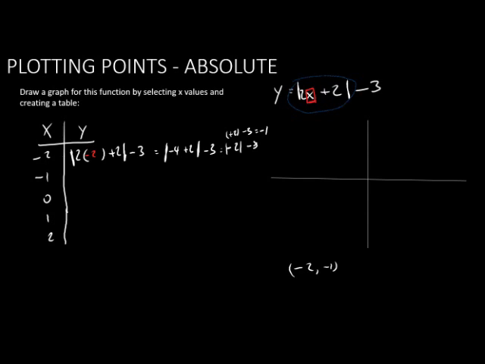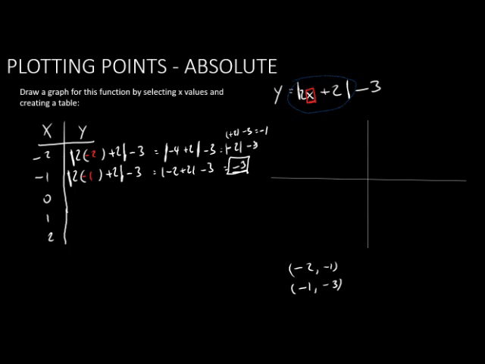Let's repeat this process for if x is -1 instead. I've made a new copy of our function. Now we'll take 2 times -1 will give us -2 plus 2 inside the bars minus 3 on the outside. But -2 plus 2 gives us 0, so we'll have 0 minus 3, which gives us -3. So our next point will be -1, -3. -1 from the x, -3 from the y.